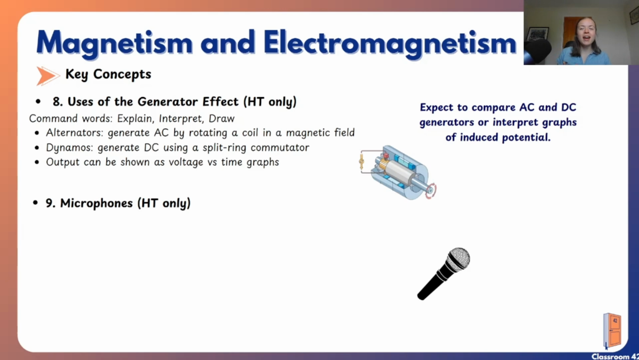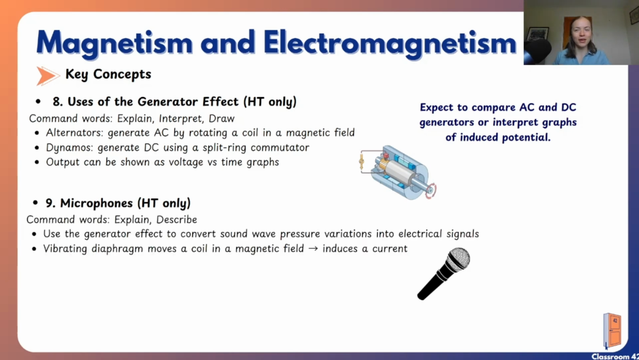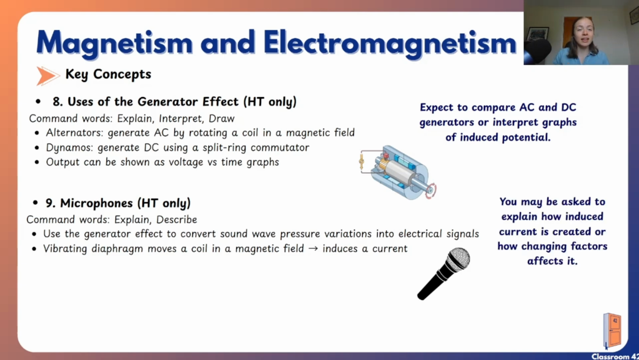And another final higher tier only topic is the use of microphones. So you want to be able to use the generator effect to describe how that converts sound pressure variations into electrical signals in a similar way to loudspeakers, and vibrating the diaphragm moves a coil in a magnetic field which induces that current. So you might need to be explaining how that induced current is created, and again how factors change it.